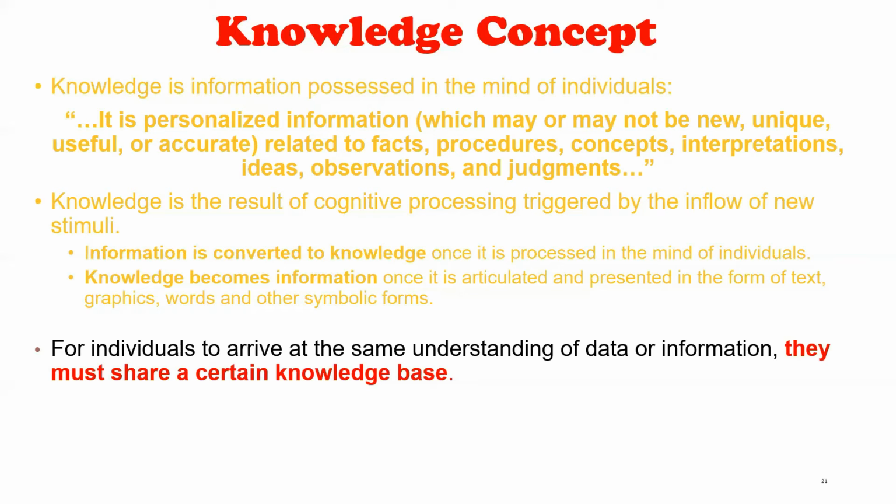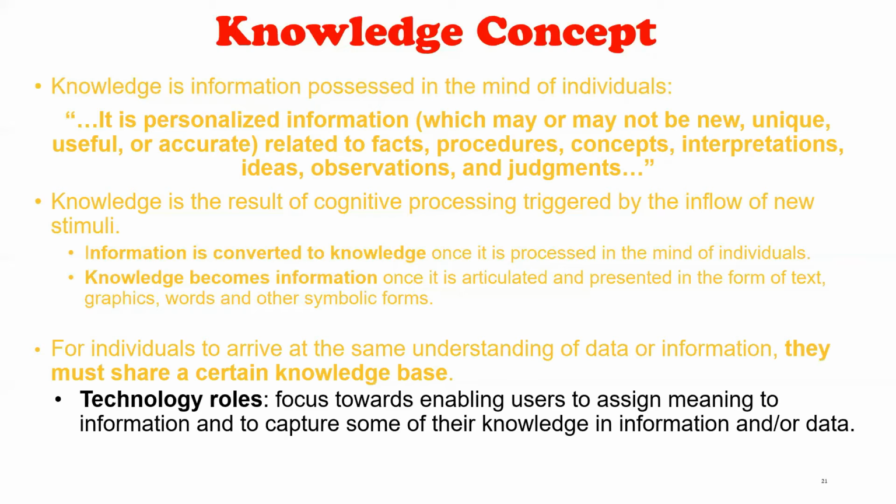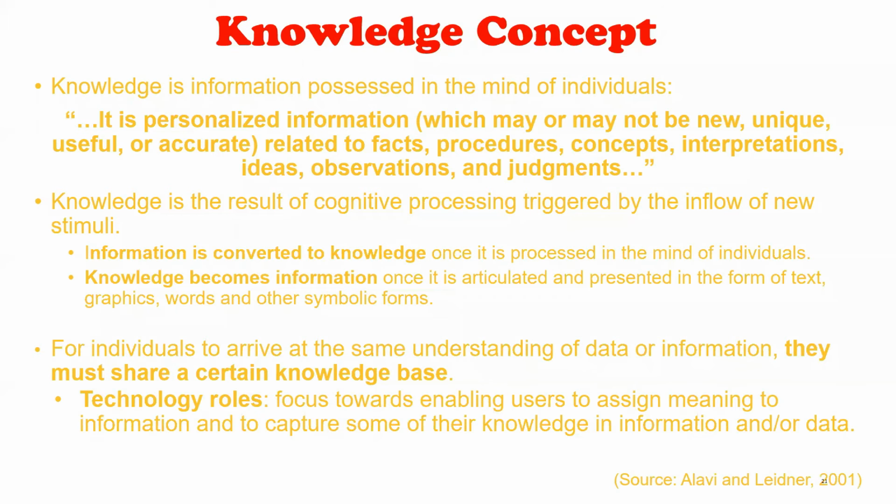For example, in the design of an expert system or decision support system, we have the inference engine, because the knowledge base becomes a very critical part. It's like the brain of the system. And then the role of technology in this case is that it can enable users to assign meaning to information and to capture some of their knowledge in information or data.